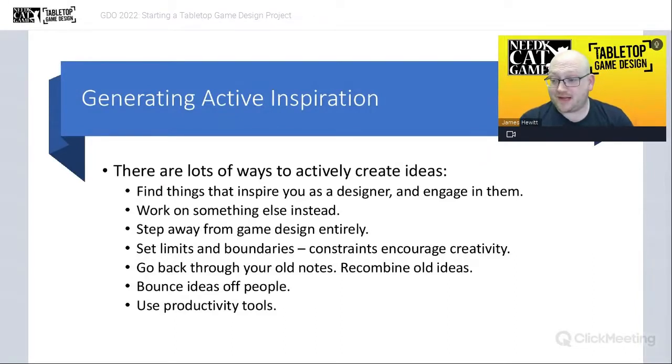Go back through your notes. As I said, keep your notes in one place and go back through them. Rejected design ideas, things that you've cut out of designs, keep those in your notebook. Go through them. Go through all your little ideas and things that have inspired you previously. Look at those. Combine them in weird new ways and see what happens.